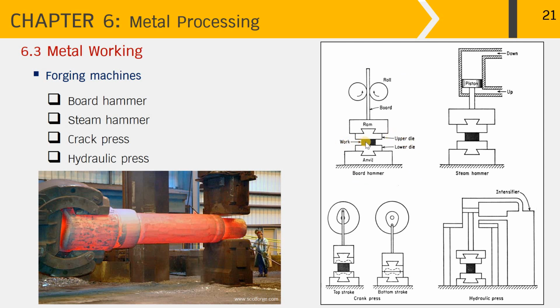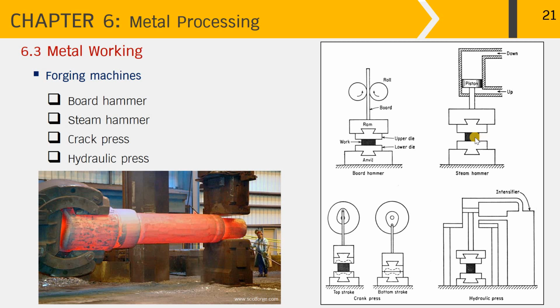The metal piece will be placed between the upper and the lower die that is attached onto the anvil over here. The force is applied on the upper side by rolling of the board and the ram up, and once the board is released, the ram will move down to apply the force onto the upper die through the metal piece. And next type is the steam hammer.